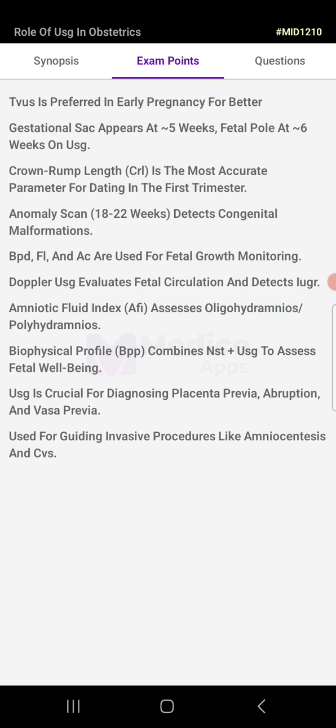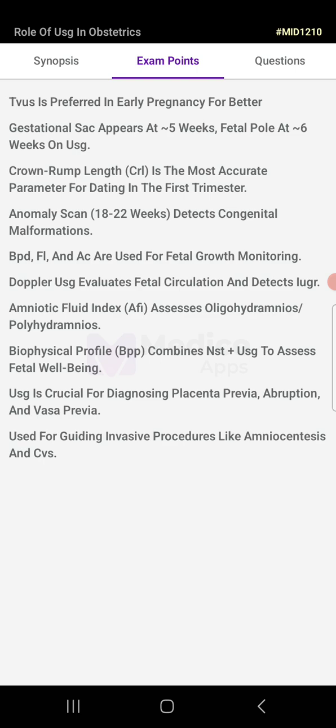Anomaly scan detects congenital malformations. BPD, FL, and AC are used for fetal growth monitoring. Doppler USG evaluates the fetal circulation and detects IUGR. Amniotic fluid index assesses oligohydramnios and polyhydramnios.